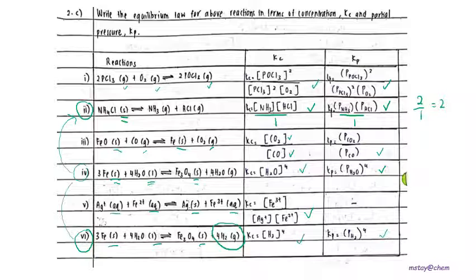Simply to say, any substance with the physical state aqueous and also gas will appear in the Kc expression, while for the Kp expression only those in the gas phase.